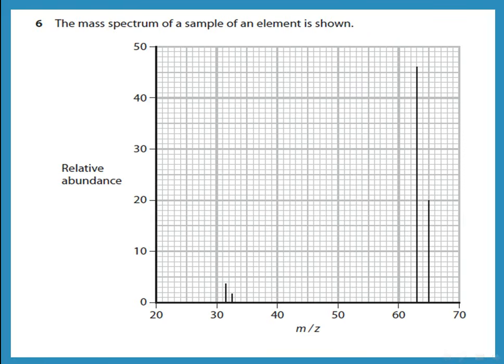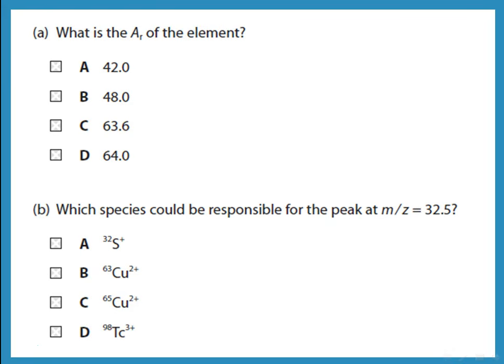The next question is talking about the mass spectrum of an element. Again, when he gives a mass spectrum, we pay attention, first of all, is this an element or a compound? Now, this is an element, which means that I have isotopes. So the peaks that I have there represent isotopes. And the first question says, what is the atomic mass of the element?